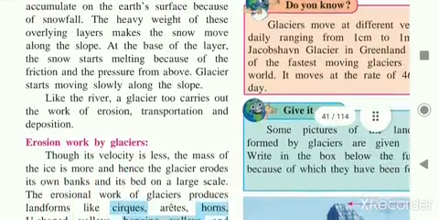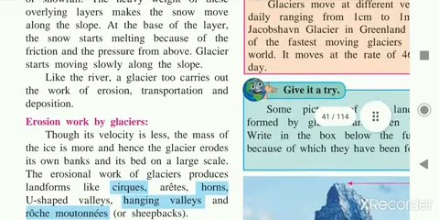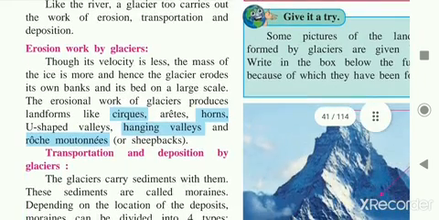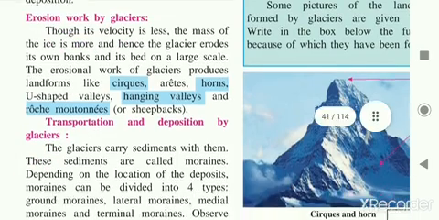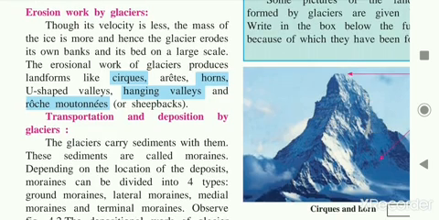Like a river, a glacier too carries out the work of erosion, transportation and deposition. So first we will start with the erosional work. Due to the erosional work of the glacier, which landforms are formed? We can see, though its velocity is less, the mass of the ice is more, and hence the glacier erodes its own banks and its bed on a large scale.